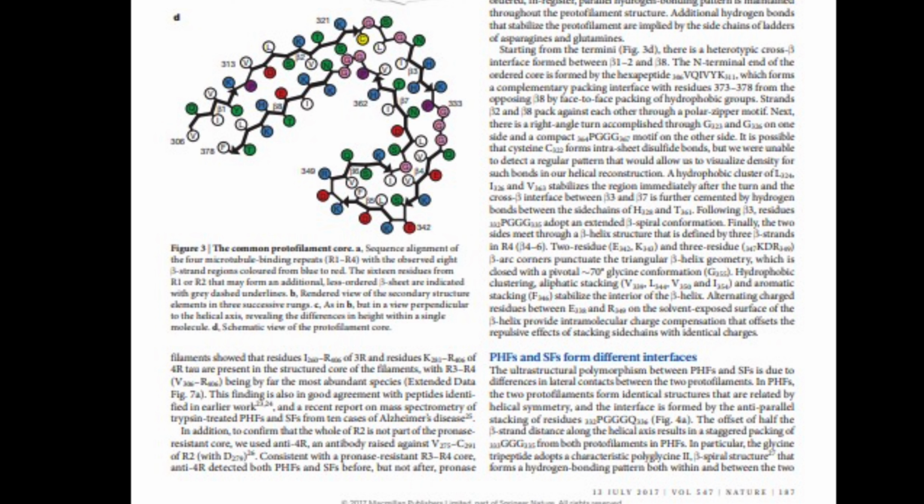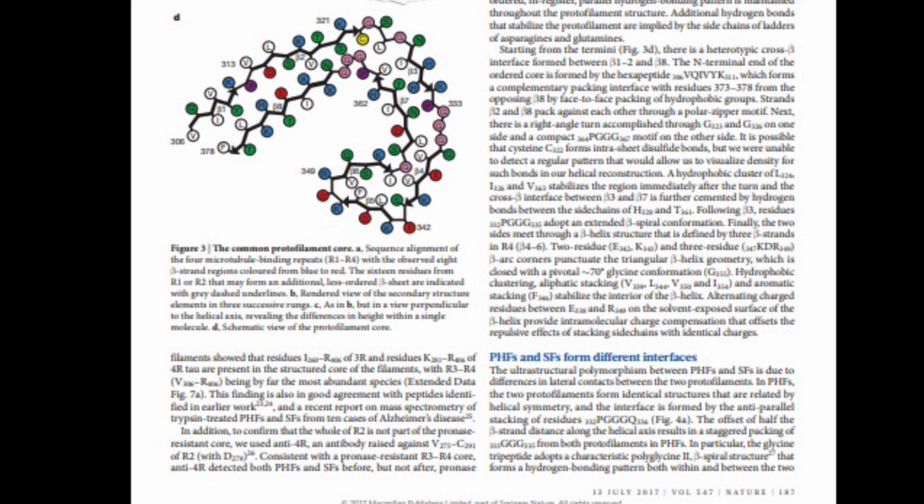Next, there is a right-angle turn accomplished through G323 and G326 on one side and a compact 364 PGGG 367 motif on the other side. It is possible that cysteine C322 forms intrasheet disulfide bonds, but we were unable to detect a regular pattern that would allow us to visualize density for such bonds in our helical reconstruction.